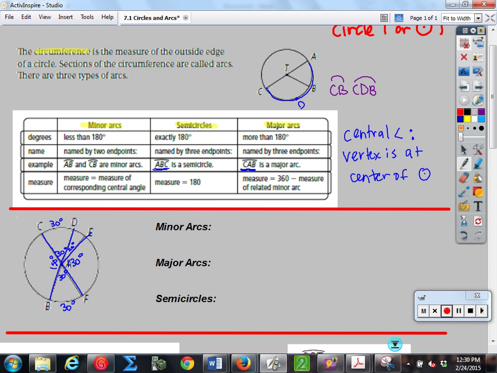So if I said find the measure of arc CE. Is CE a major arc or a minor arc? Can you guys see where CE is? It has to be less than halfway, so it has to be that one. What would the measure of that one be? 50. Yeah, 30 plus 20, 50. So that's some of the things you're going to have to do.